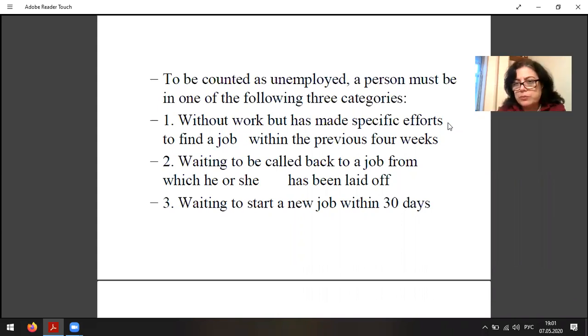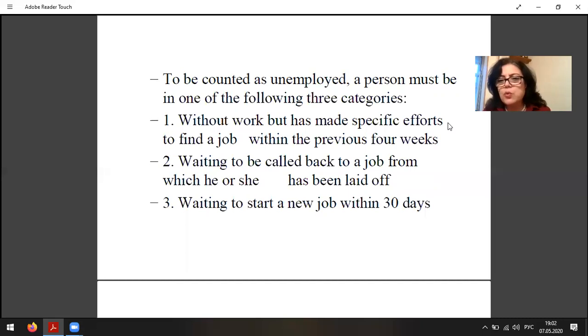Well, so who are unemployed people? Do we have different types of unemployed people? Okay, so if we want to explain the people in the labor market that we classify as unemployed people, firstly we have to think about three possible categories of the employees. Now the first is the people without work who have made specific efforts to find a job within the previous 4 weeks.